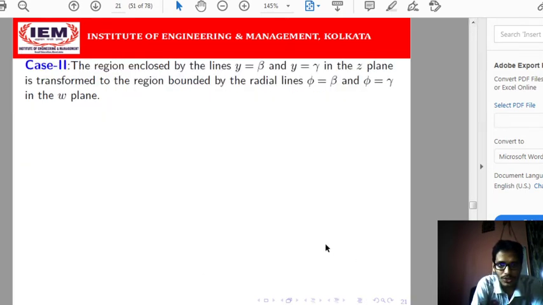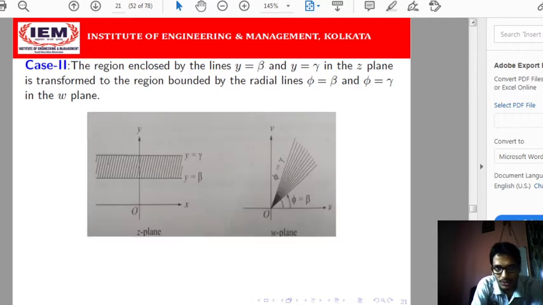Now it is case 2. In case 2 we are considering the region enclosed by two lines, y equals beta and y equals gamma. What did we consider in the first case? In the first case we considered one straight line, y equals beta, and found that it is mapped to a vector, a straight line making an angle phi, that is beta, with the u axis.